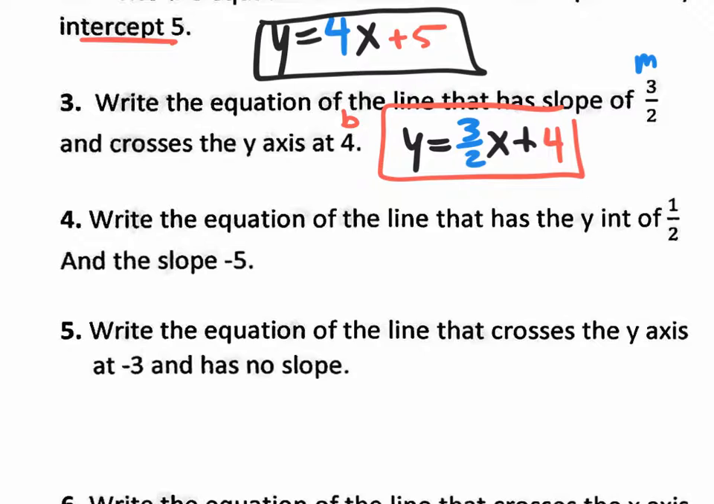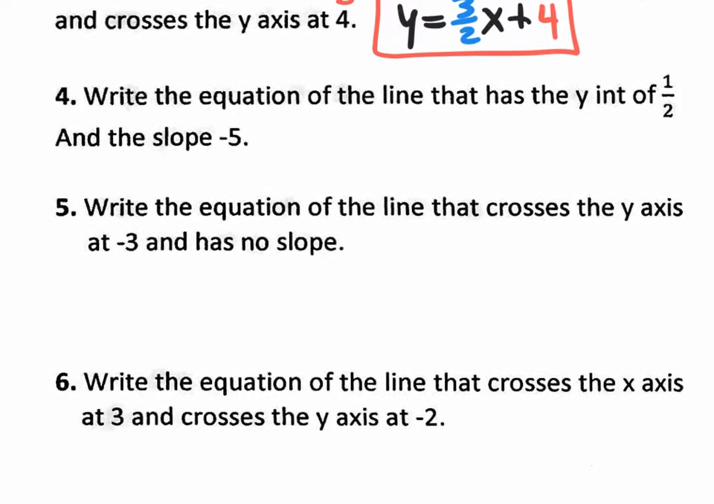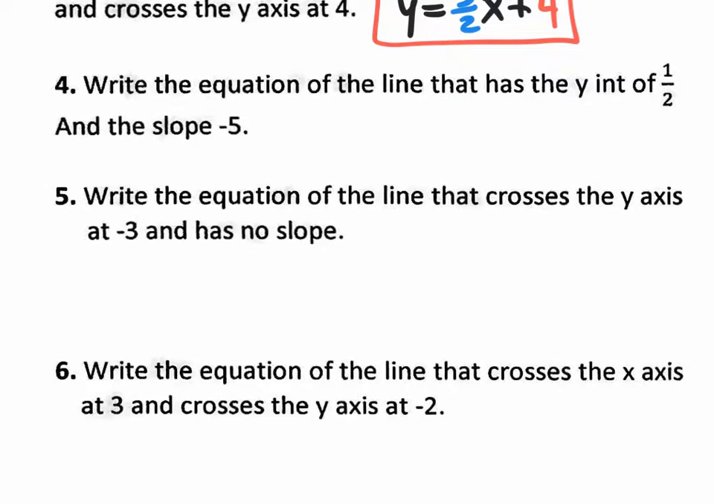Super easy. Number 4, write the equation of the line that has the y-intercept of 1/2 and the slope of -5. A lot of people mess up right here because they see the fraction and they think that it's rise over run. But keep in mind, you have to read and pay attention to what you're reading. It says y-intercept is 1/2 and the slope is -5. So what's the actual equation? Y equals what?